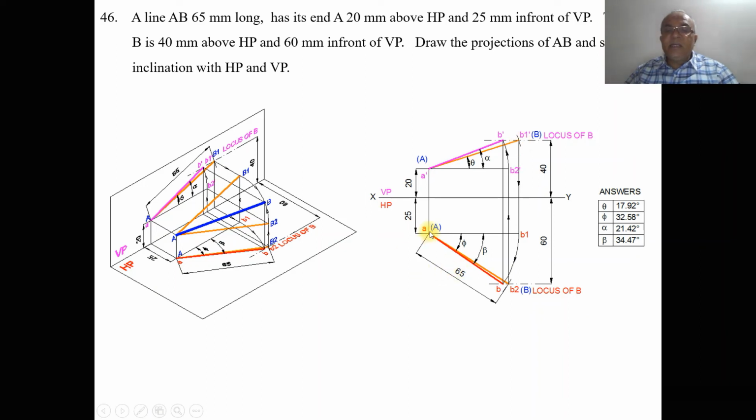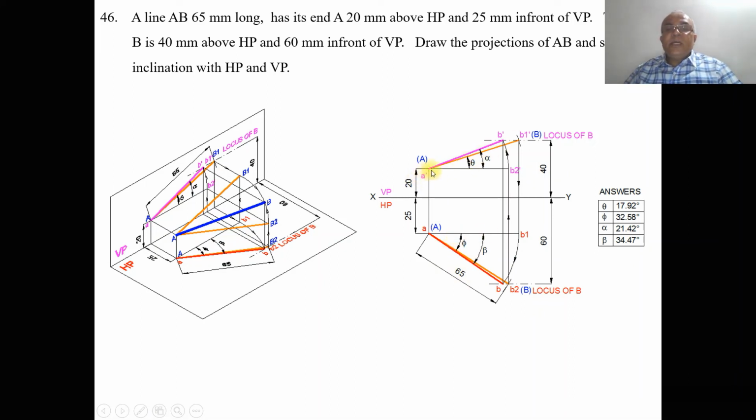Similarly, with A as center, take the radius of 65 and cut an arc on the locus of B, and mark this point as B2 and capital B. Then join A B2 a little thicker than the XY line. So now we need to find out the top view and its inclination. So you take the front view true length.